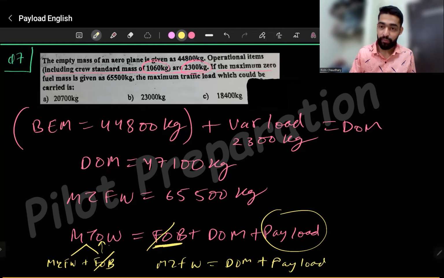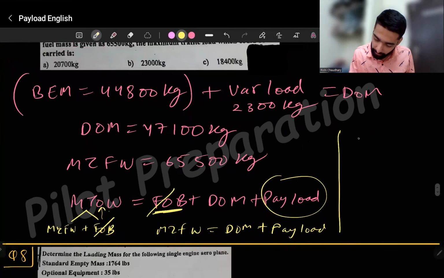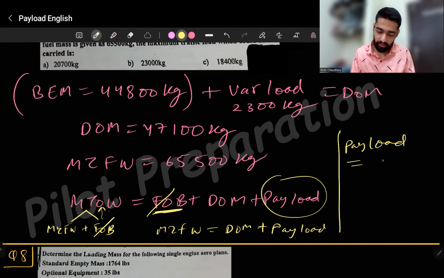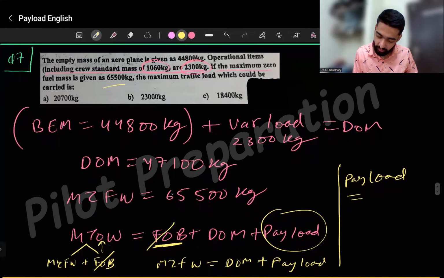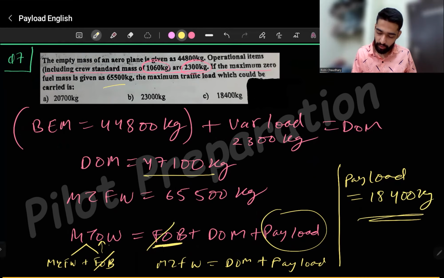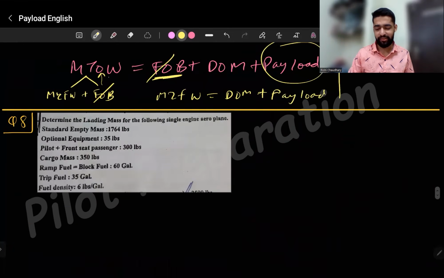Correct? DOM plus payload. So what I can say, my payload equals MZFW minus dry operating mass. So my MZFW is how much? That is 65,500. So 65,500 minus dry operating mass, that is 47,100. So that is equal to 18,400 kg, my payload. So this will be answer C. Option C is my answer. So I am done with question number 7 as well.